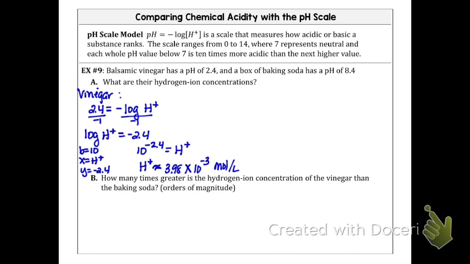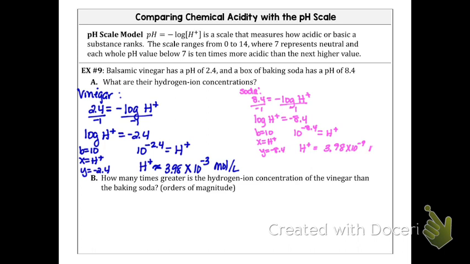All right, and we can do the same thing with the baking soda. So we know it has a pH of 8.4. My base is 10, my x is the hydrogen, my y is -8.4. So b to the y equals x. And so 10 raised to the -8.4 is 3.98 times 10 to the -9. This looks weird.